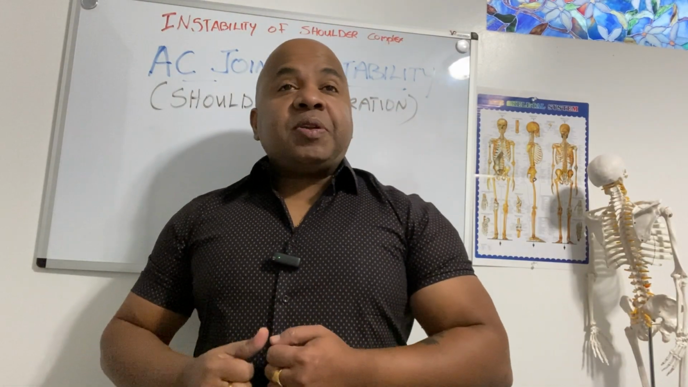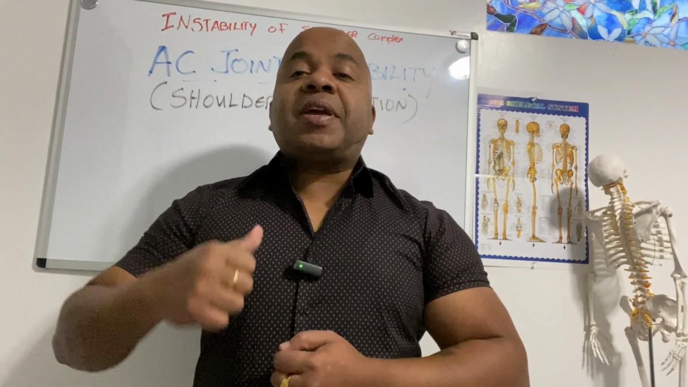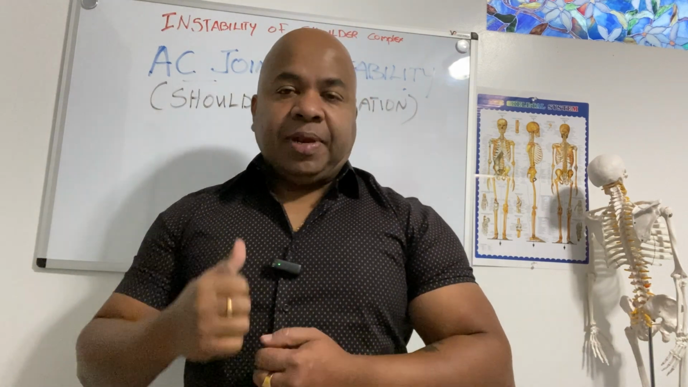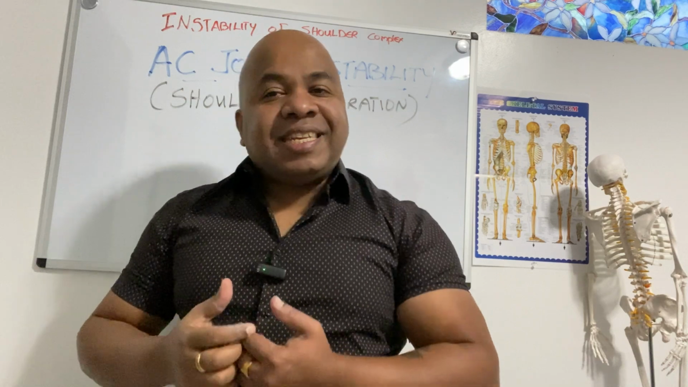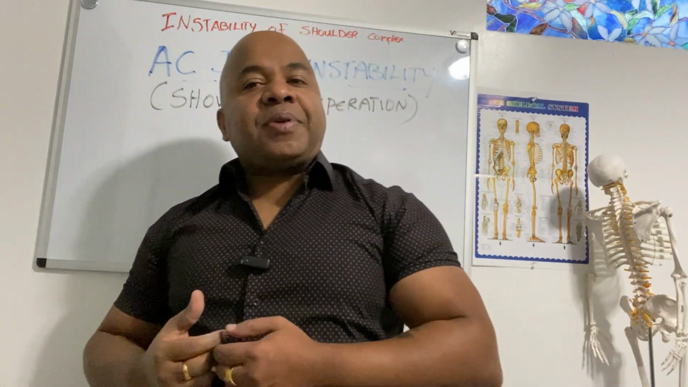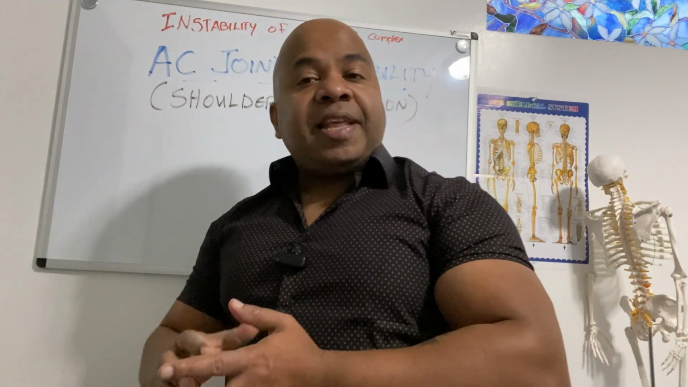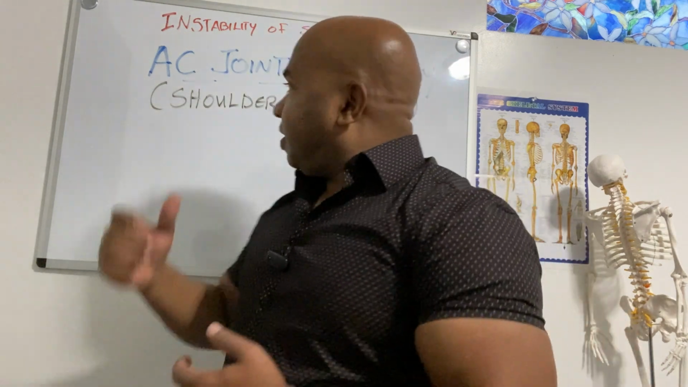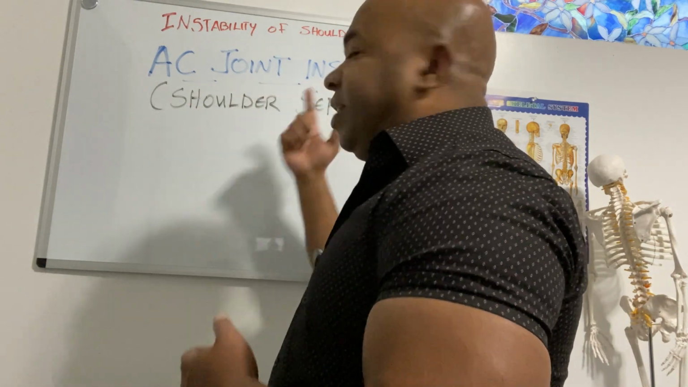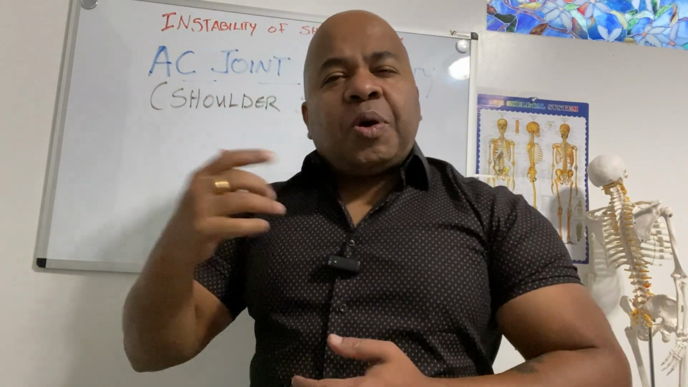Today let us see about the acromioclavicular joint instability. Before going to the acromioclavicular joint instability, let us see about the basic anatomy of the acromioclavicular joint, its biomechanics, and what are the movements possible at the acromioclavicular joint. So as I told, AC joint instability is otherwise known as shoulder separation.